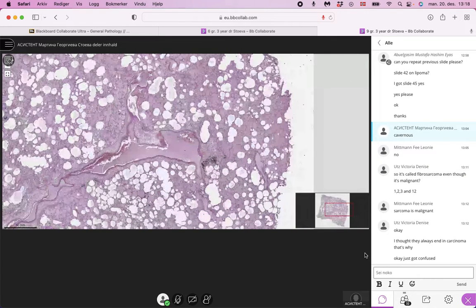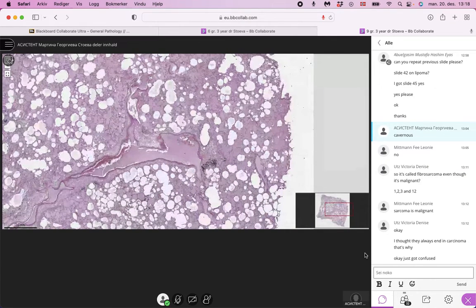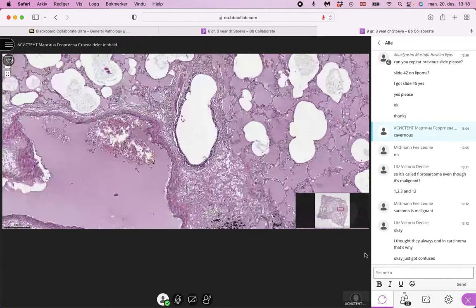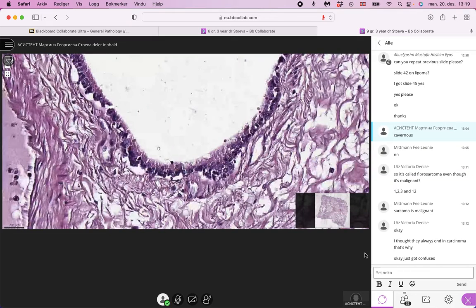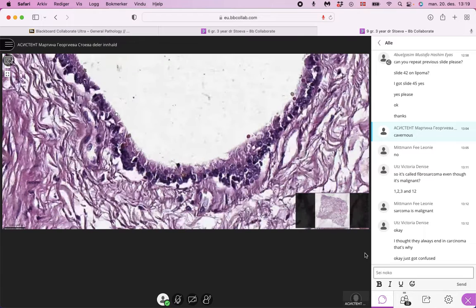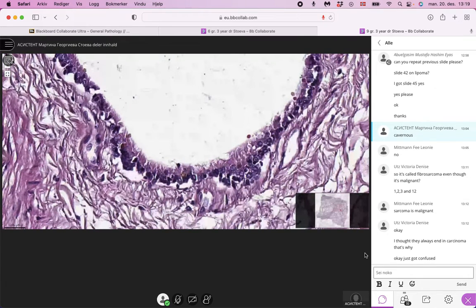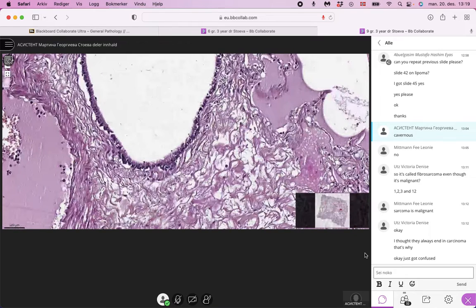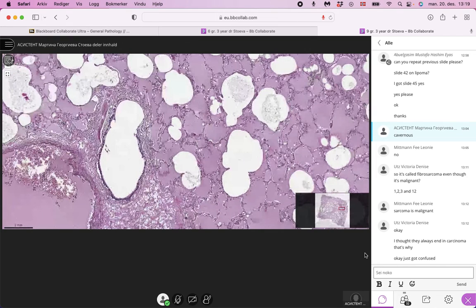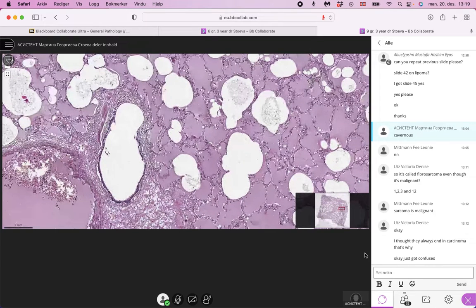Also here, there is one lumen that is lined by pseudostratified columnar ciliated epithelium. There is no cartilage and glands in the wall, which means that this is a bronchiole.